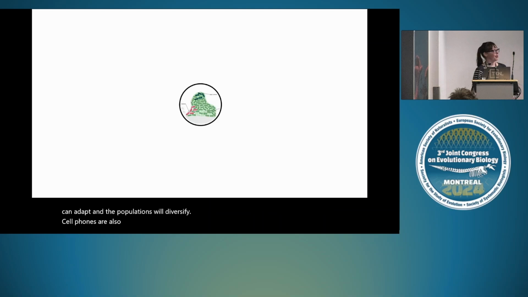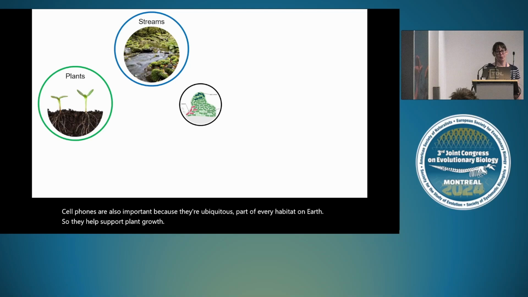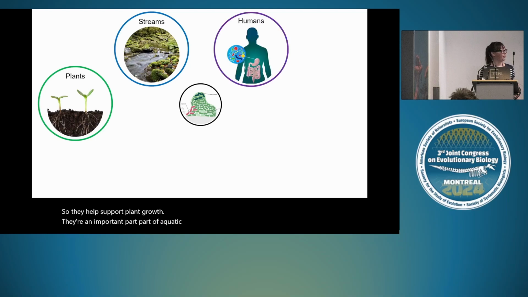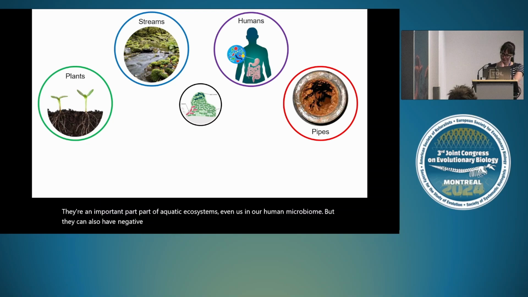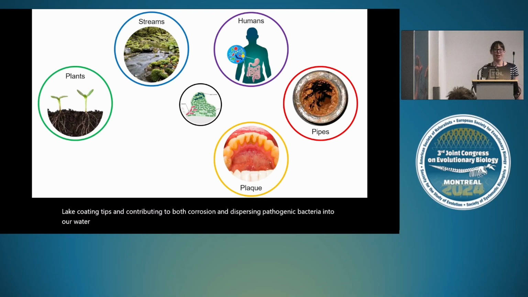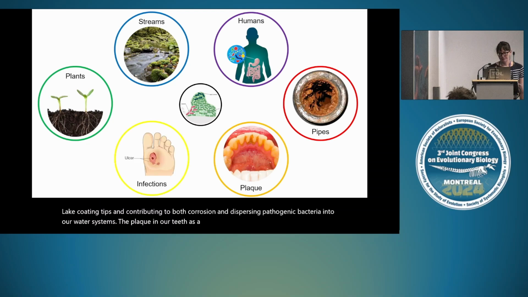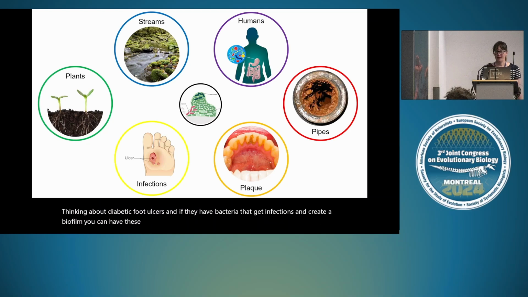Biofilms are also important because they're a ubiquitous part of every habitat on Earth. So they help support plant growth. They're an important part of aquatic ecosystems, even us in our human microbiome. But they can also have negative impacts, like coating pipes and contributing to both corrosion and dispersing pathogenic bacteria into our water systems. The plaque on our teeth, that is a biofilm. And probably most importantly, in disease, so in this case, thinking about diabetic foot ulcers, if they have bacteria that get infections and create a biofilm, you can have these chronic wounds that are really hard to treat.